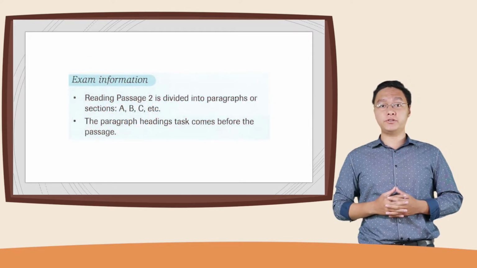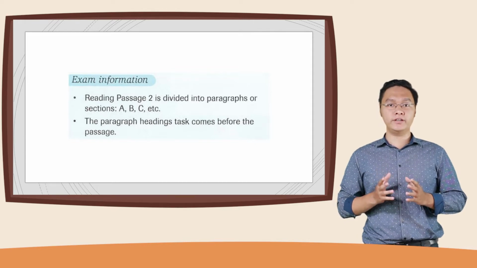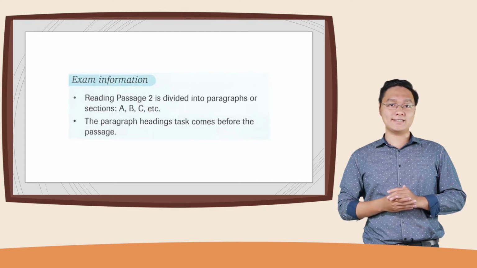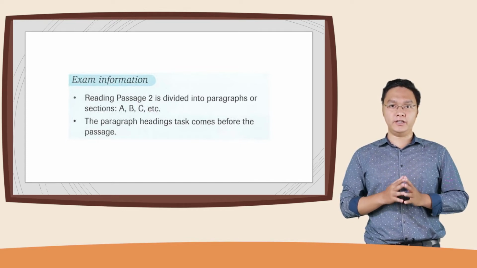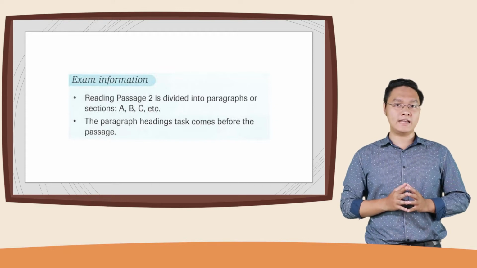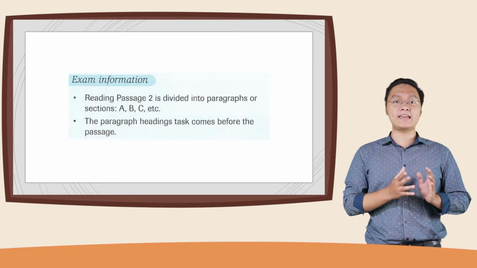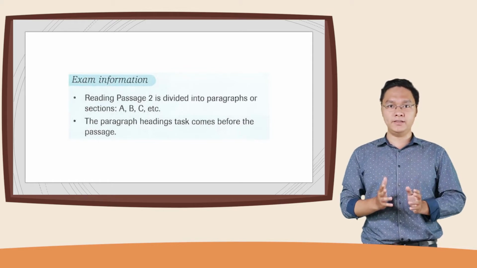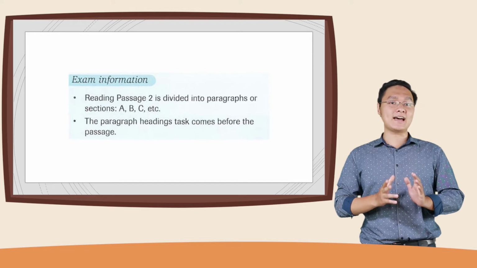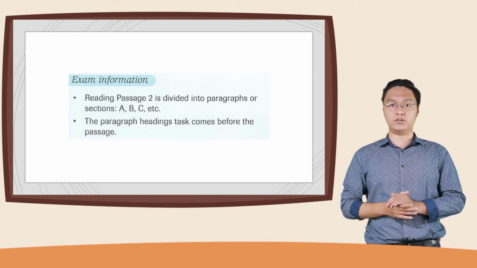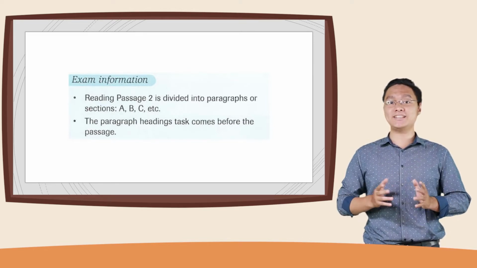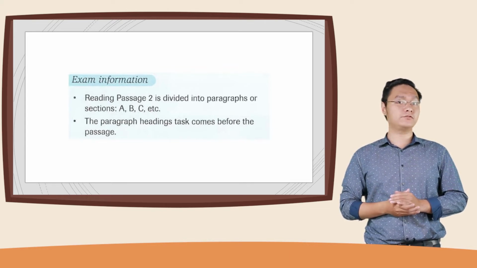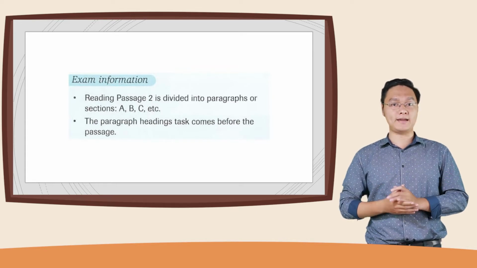Alright, let me give you some brief information about the reading section 2. In section 2, the passage will be separated into smaller sections or paragraphs, and they will have a character or a letter attached to it. For example, paragraph A, B, C, or D. And a task that often comes with paragraph 2 is matching headings. Remember guys, matching headings often come first before you read the passage.